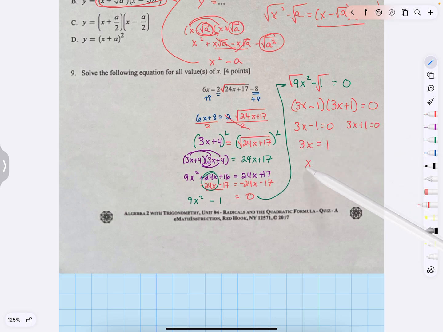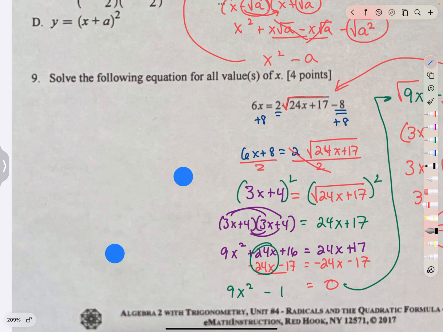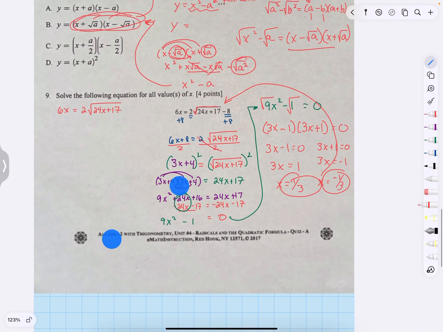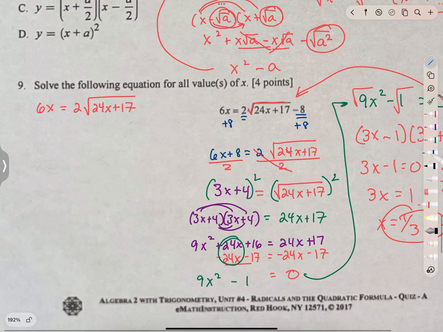3x equals, add 1, divide by 3. Subtract 1, divide by 3. And you're done, except it was a radical equation, so we've got to check these darn answers. We have to check both 1/3 and negative 1/3. Okay, so I'm going to check the positive one first.